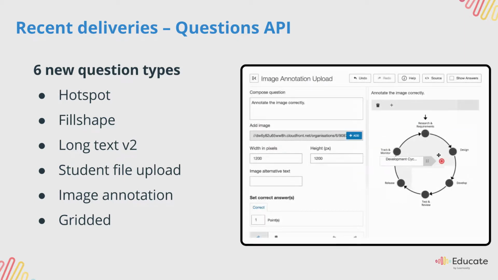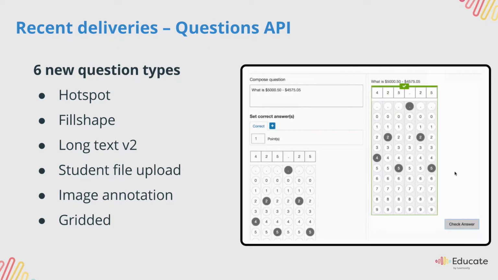Our image annotation, again, an image can be uploaded either by the author or the student themselves, and the student can then add labels to that image, which they can drag around the image and then annotate what that particular section of the image relates to. And the last one is our gridded question type. It sort of does what it says on the tin. This was brought in for the Texas curriculum. Students are able to select their response by selecting from values within a gridded area. So that one's really useful for anyone looking to serve up assessments within Texas State.